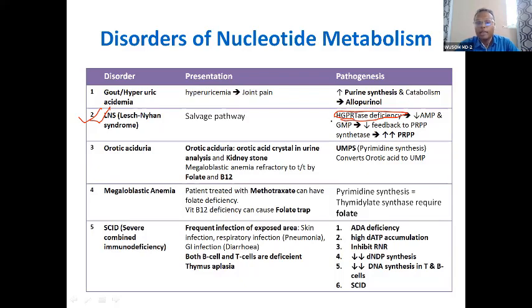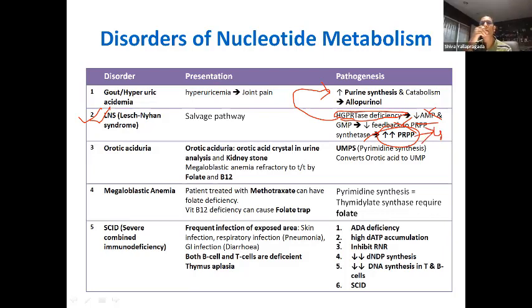And this will activate purine synthesis. How? When the salvage pathway enzyme is deficient, it will not be able to form AMP and GMP quickly from the base. So there will be less of these, and when there is less, there is less feedback. With less feedback, there will be more PRPP, and that will cause uric acid. Here it is a lack of feedback mechanism, a loss of feedback mechanism. So this question is also very important.